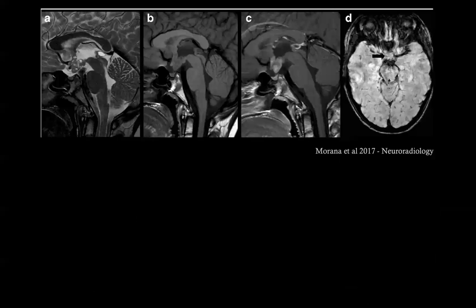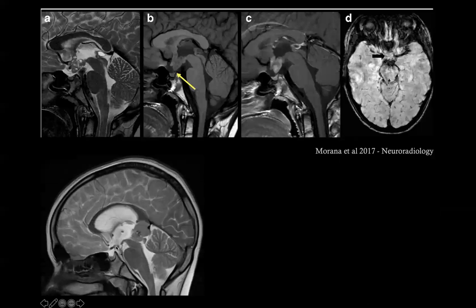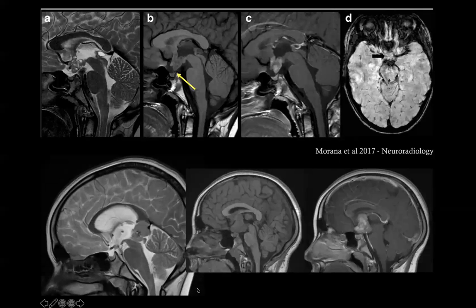Of course, the typical appearance of a germinoma is this: you have a mass either in the suprasellar region or in the pineal region, or in both, like in this case, these two areas.